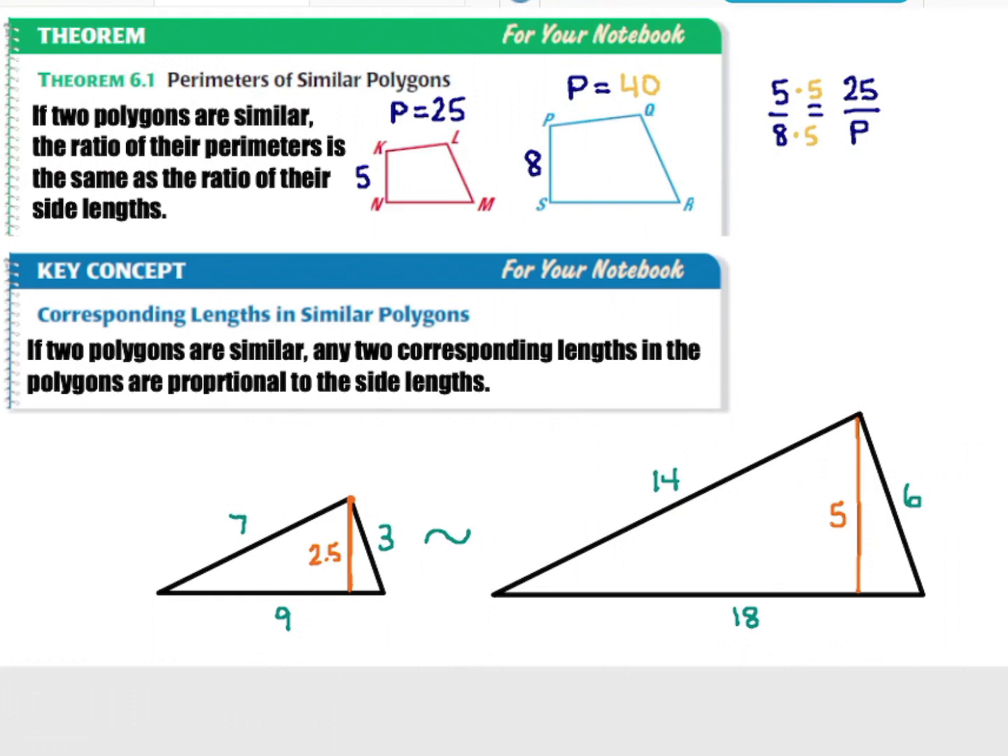And that's our intro to similar polygons. 2 things to remember: congruent angles, proportional sides. Say it. Congruent angles, proportional sides. Very nice.